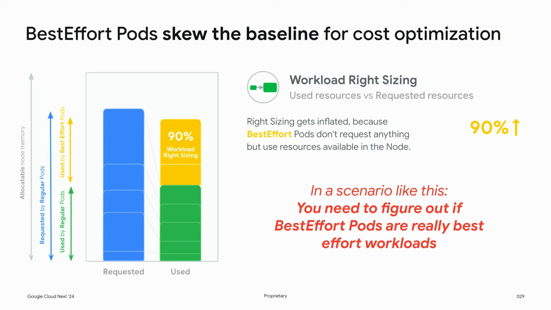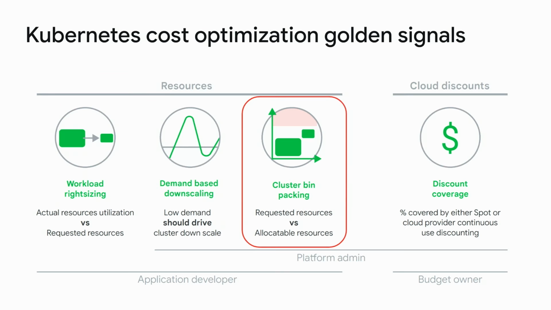The reason is that developers are actually requesting this and using this, and for them, it needs to look like they are using 90% of what they have requested. So the number can be skewed if we don't know what is running here. The takeaway from this slide is that you need to figure out each best effort workload running in your cluster and determine if they are really best effort, if they can be receiving a Q minus 9. The second metric that can be skewed is the bin packing.